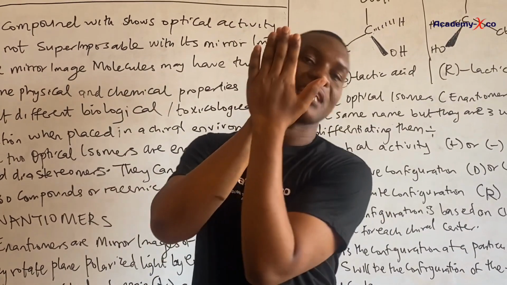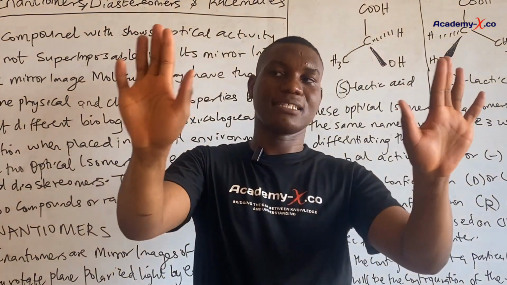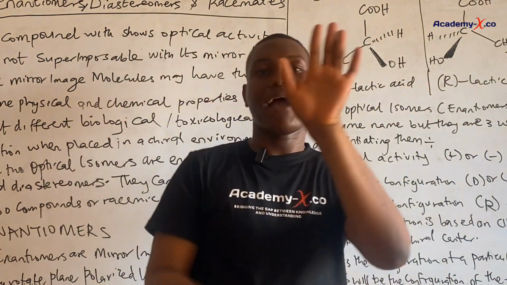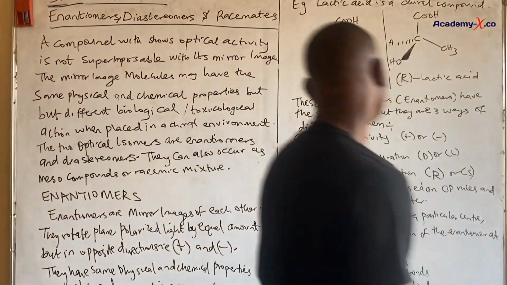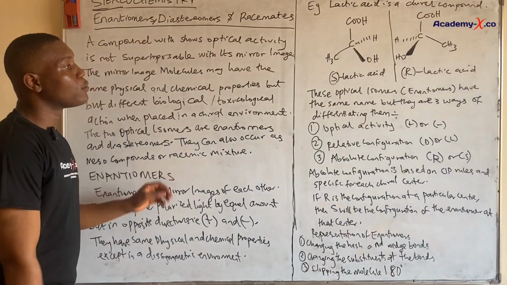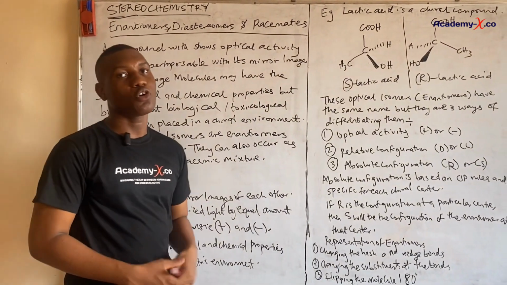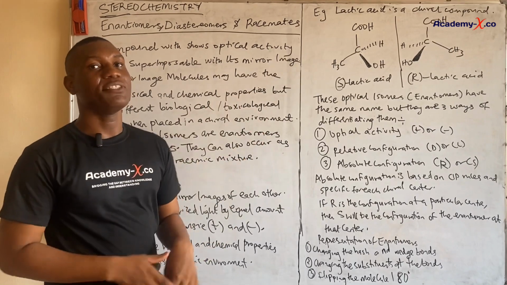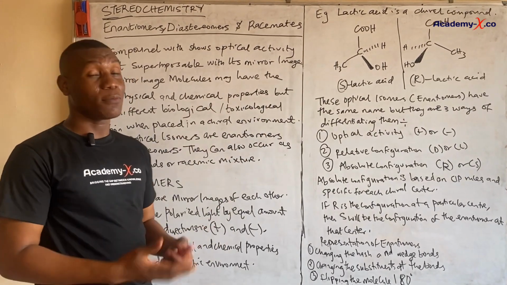Superimposition means something that looks like this. I don't know if you can see what I'm saying, but these are my hands. If I put them like this, they cannot be superimposed. So it means that my hand is a chiral object. So the same thing happens in molecules. In molecules, when I have the mirror image and it cannot be superimposed on each other and it cannot align, I say that it's an optical compound, an optical isomer.